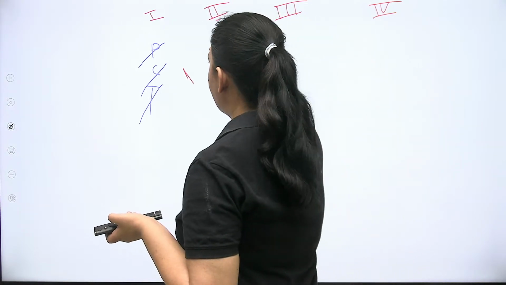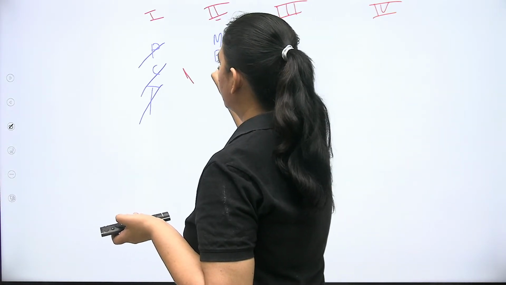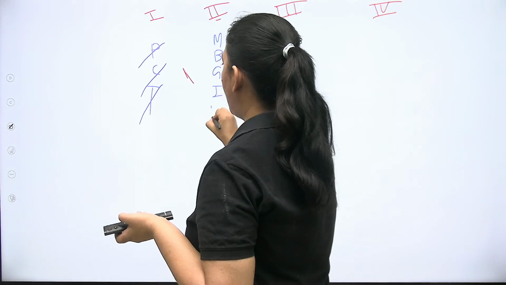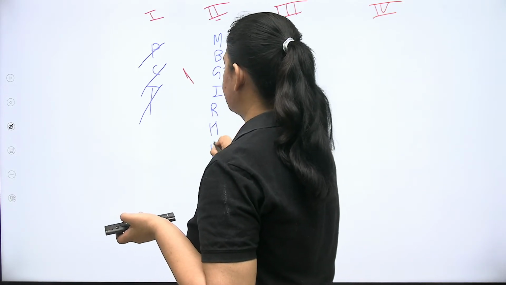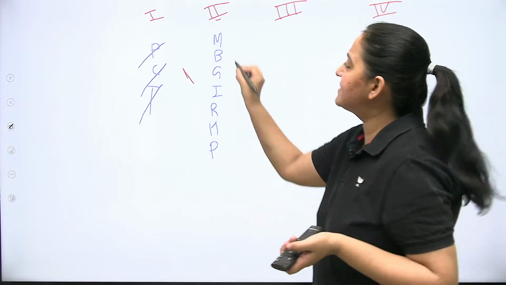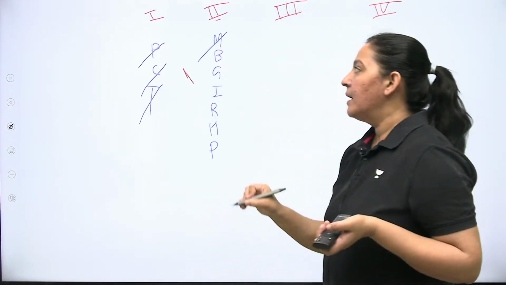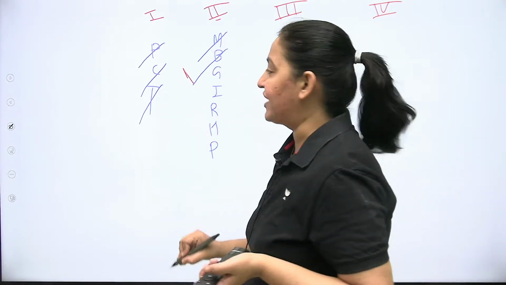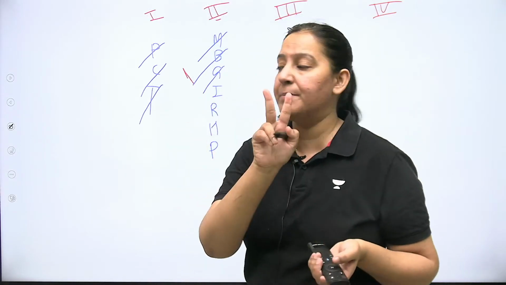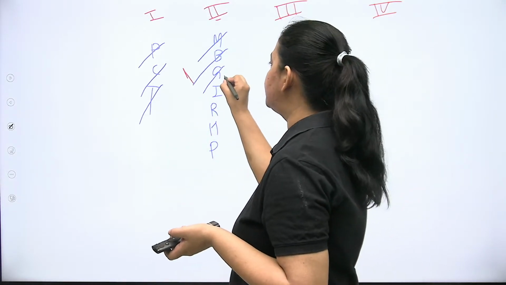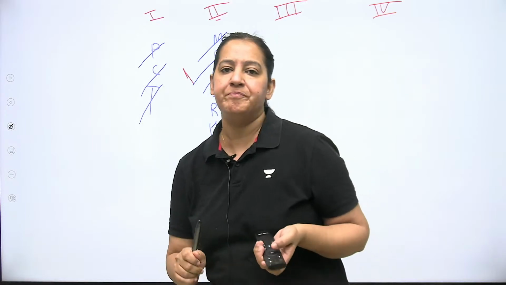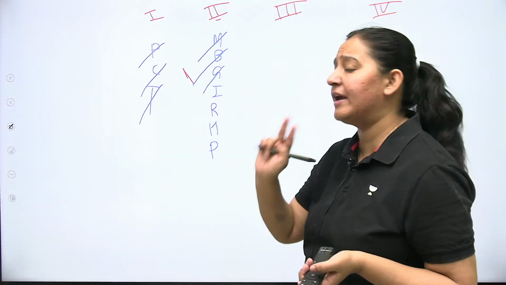In type 2, my blood group is Rh positive. Can you say the full form? M stands for myasthenia gravis. B stands for blood transfusion reactions. G stands for two important things: Goodpasture syndrome, as well as Graves' disease.